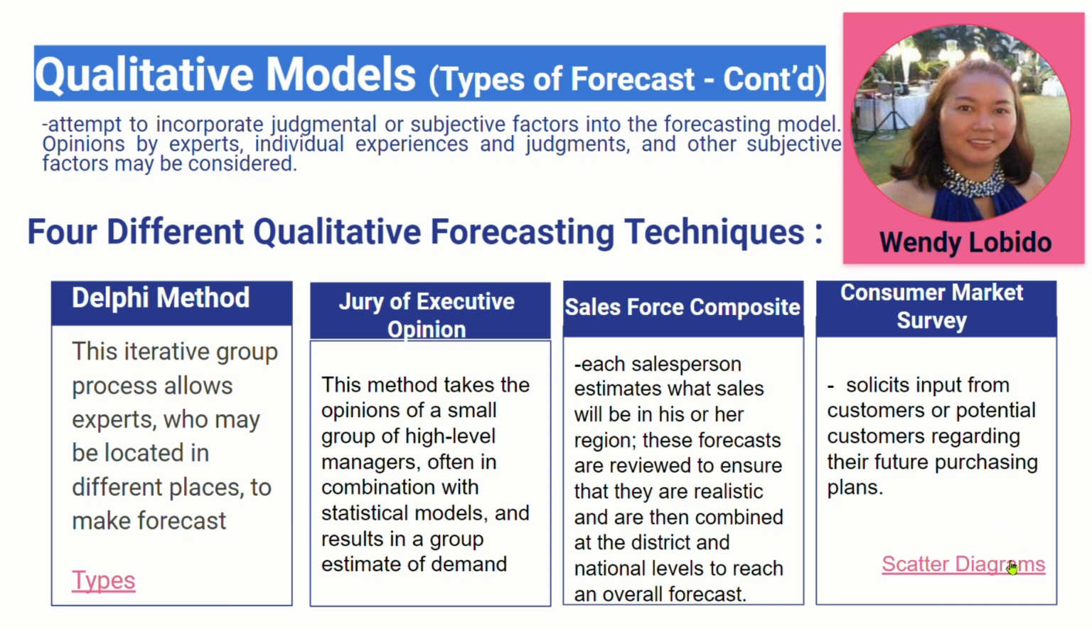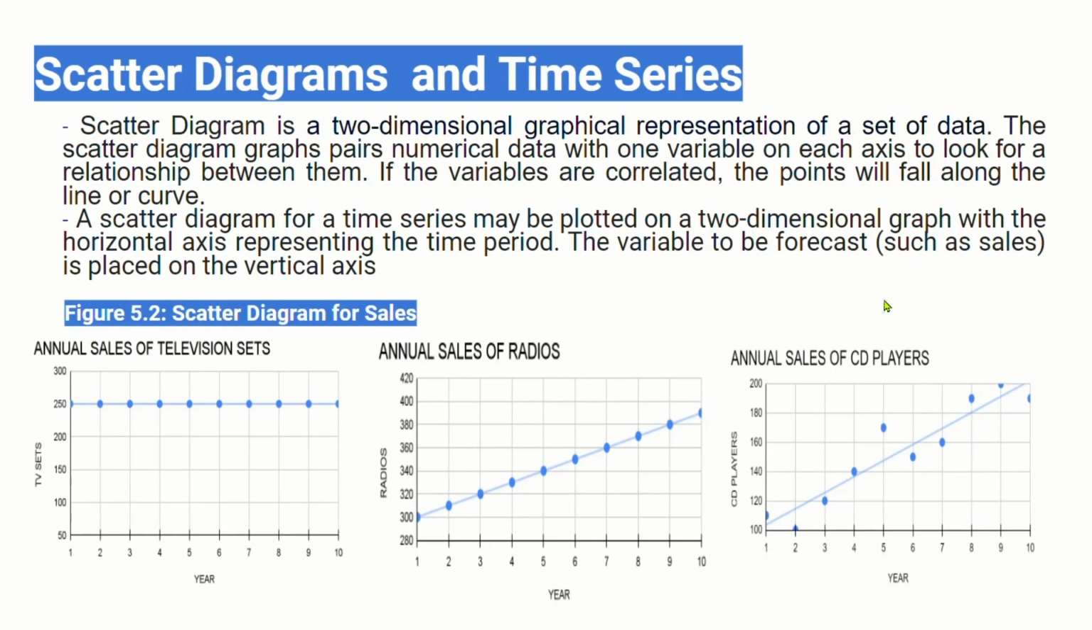Let's now move to the scatter diagrams. A scatter diagram is a two-dimensional representation of a set of data. The scatter diagram graphs pairs of numerical data with one variable on each axis to look for a relationship between them. If the variables are correlated, the points will fall along a line or a curve.